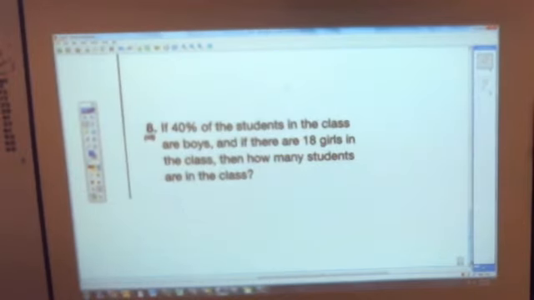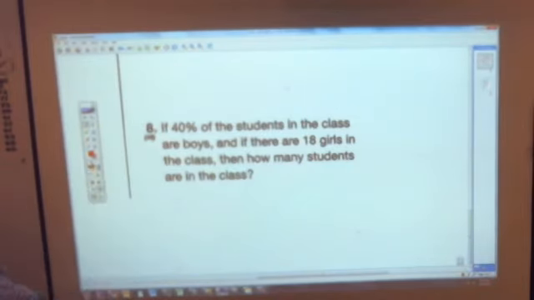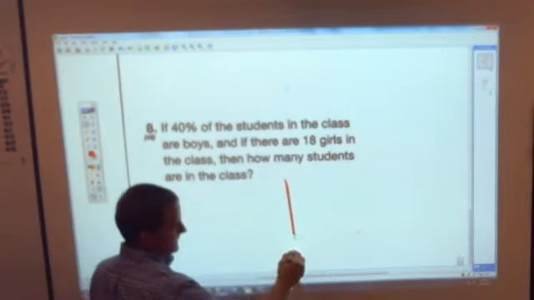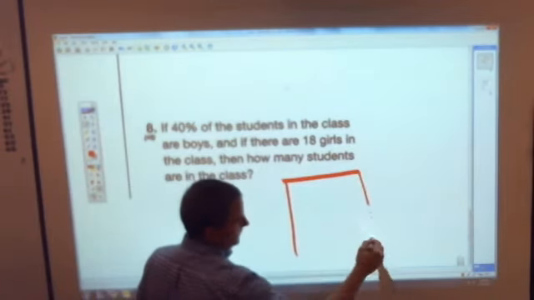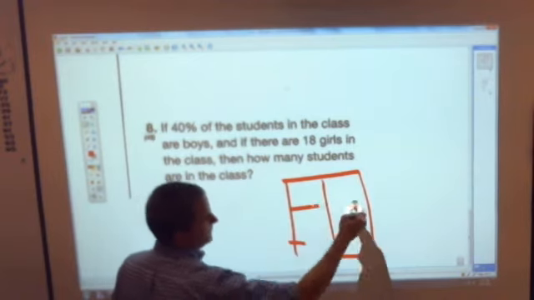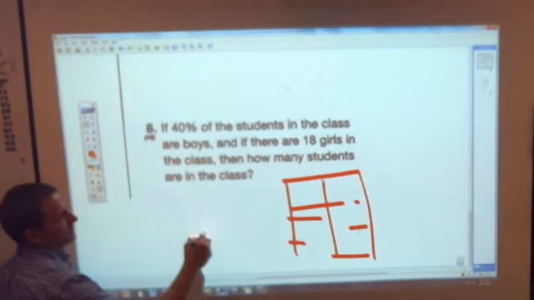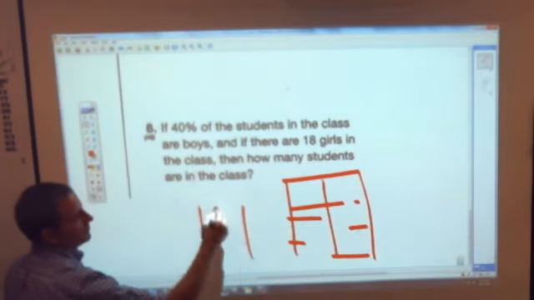40% of the students in the class are boys, and if there are 18 girls in the class, how many students are in the class? Ladies and gentlemen, this is a what type of problem? Percent. In this case, you need to draw a percent/class ratio box. It looks like this. It's really not that bad.